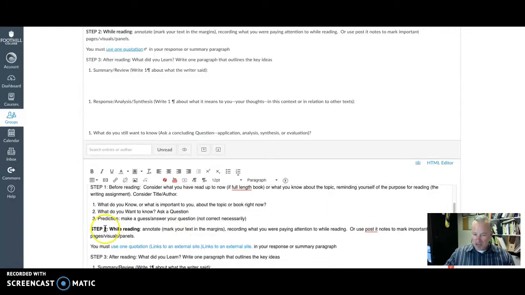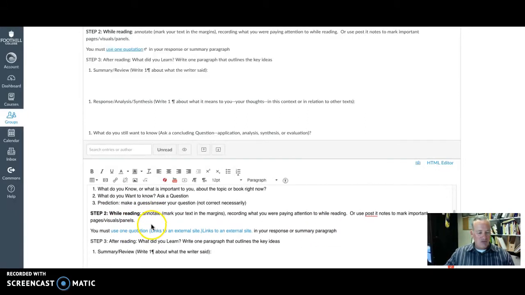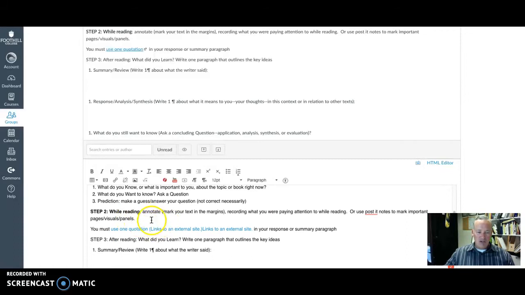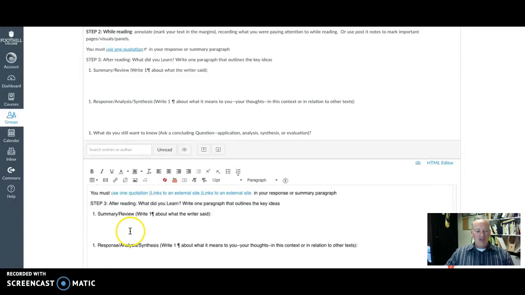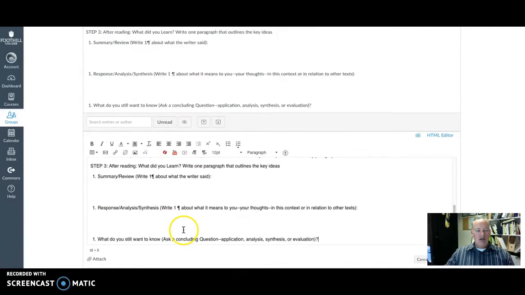I'm just reminding you to annotate while you read, and you can use Post-its or other ways if you don't want to do that. But it is important to record our thinking as we read. Again, awareness is the key to becoming a better learner. And then I ask you to do a quick summary, to do a response. Somewhere in there we should have a quotation that we use, and then finally to end with a concluding question. And then you post it. So then I would go ahead and post this reply.